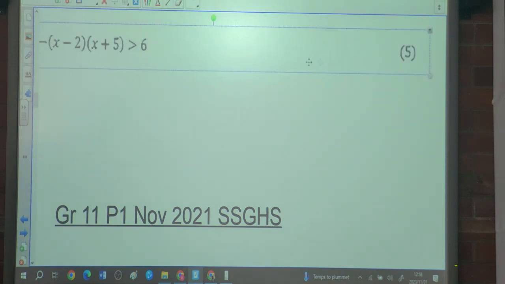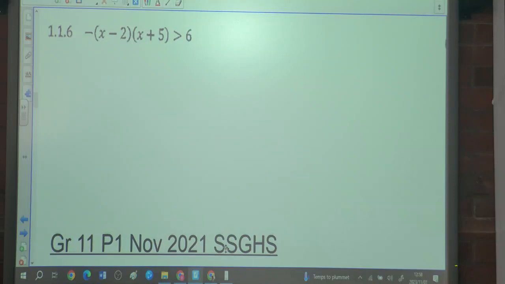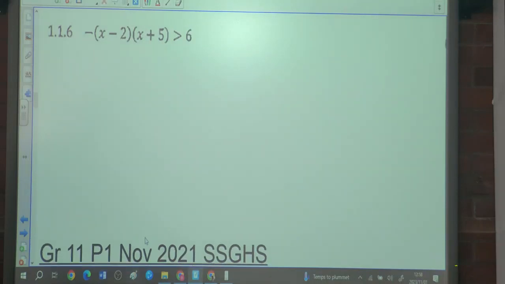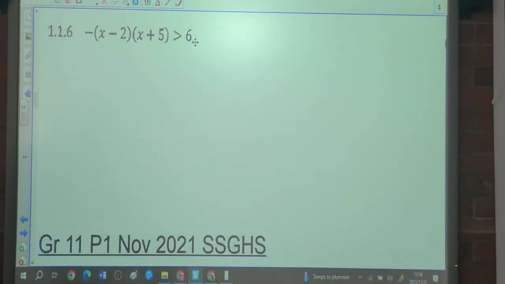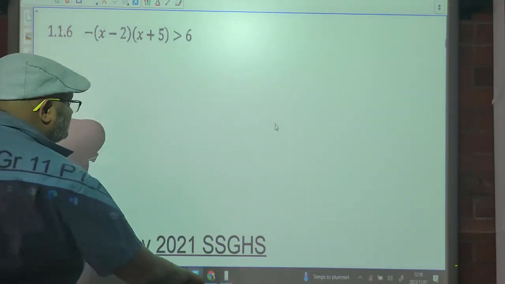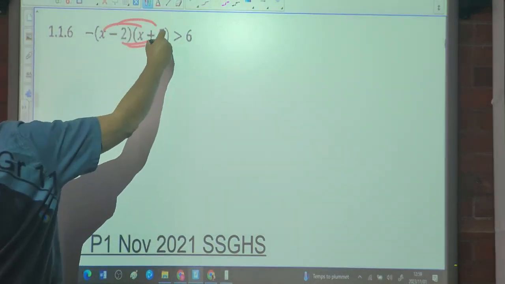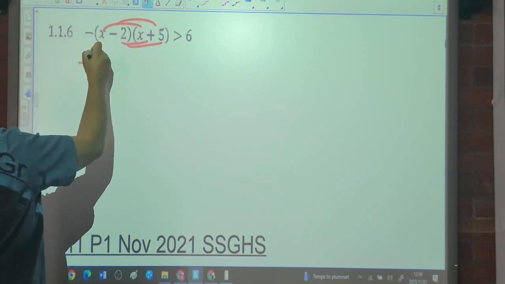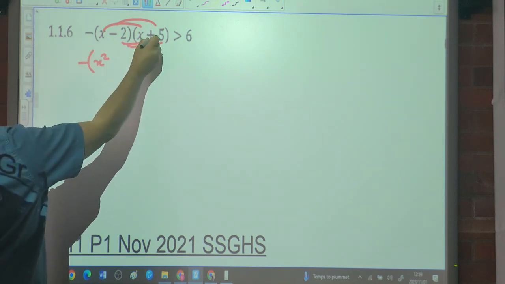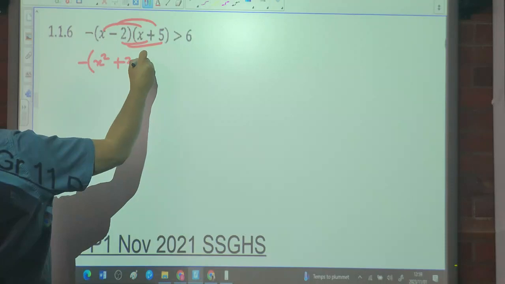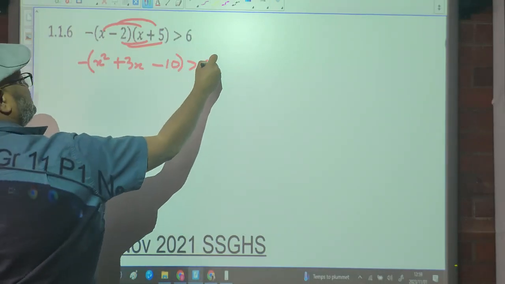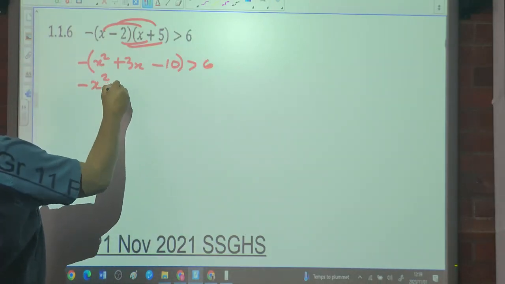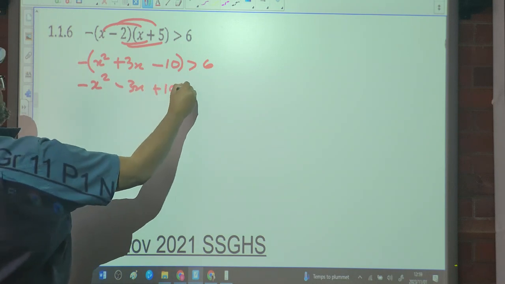This is your inequalities question. What do you notice here? The 6 here. There's a problem here. So what do I have to do first? Get it in a standard form. So we'll multiply the brackets out. So it's going to be negative x squared plus 5 minus 2 is going to be 3x minus 10 is greater than 6. So negative x squared minus 3x plus 10 is greater than 6.